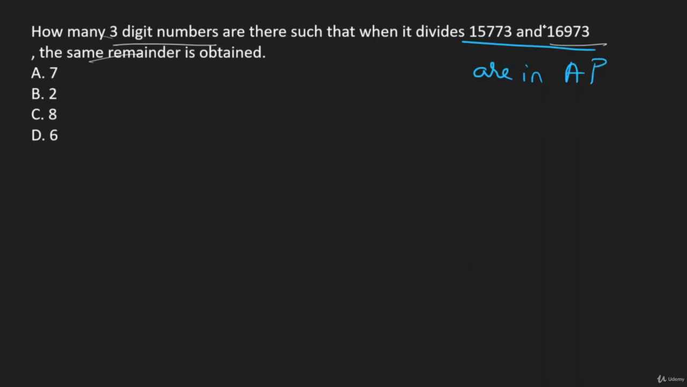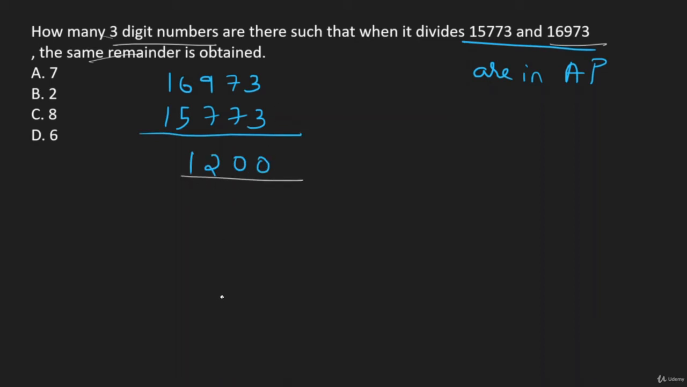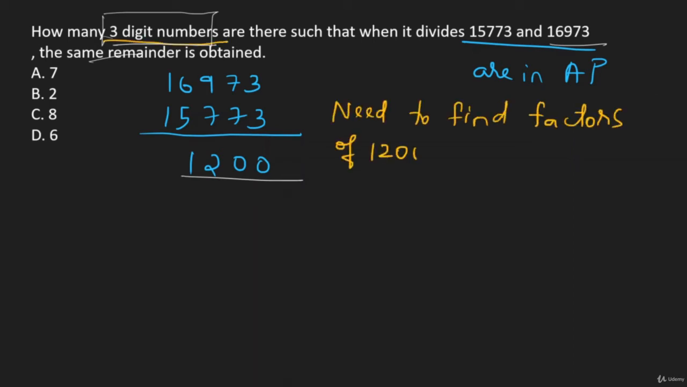Now, let's find the difference between these two numbers. You will get that the difference is 1200. Now, over here we need to find 3-digit numbers that can divide these two and give the same remainder. That means we need to find the factors of 1200 that are 3-digit numbers. Now, why is 1200 not allowed? Because it's a 4-digit number, right?